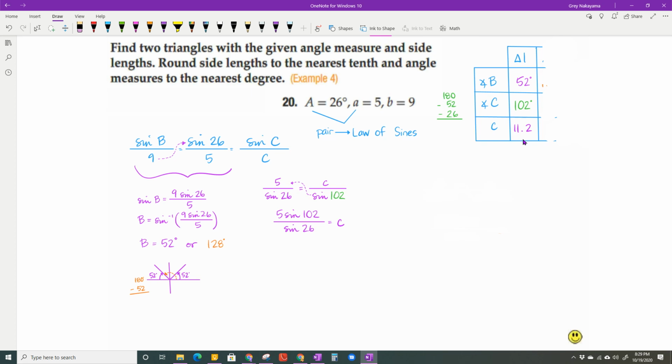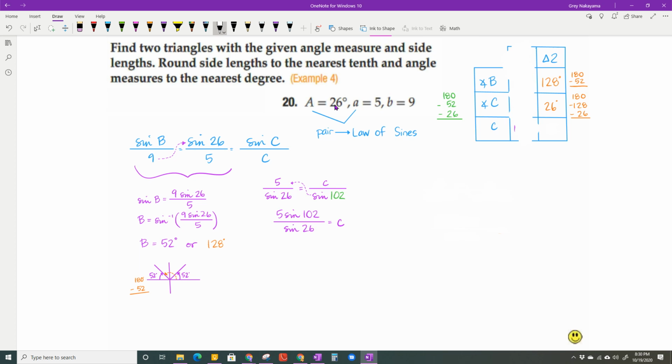Okay? Now, I'm done with one triangle. So now I want to go do the other triangle. And you really want to cover this one up because the only time you need to see both triangles is when you find that first angle. Okay, so I'm going to use this same thing here to find it. If I knew that this was 128, and I know that this is 26, then that means that the last angle that I have to find is going to be 180 minus 128 minus 26, which is 26.